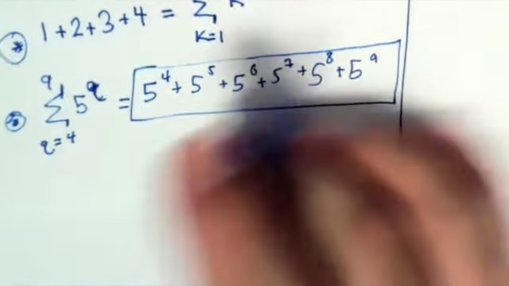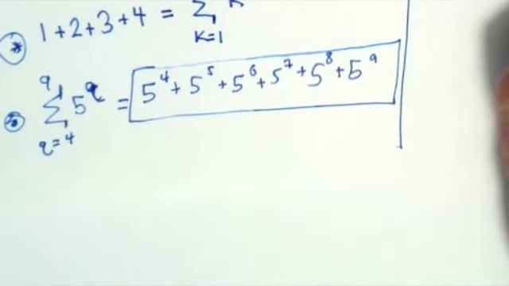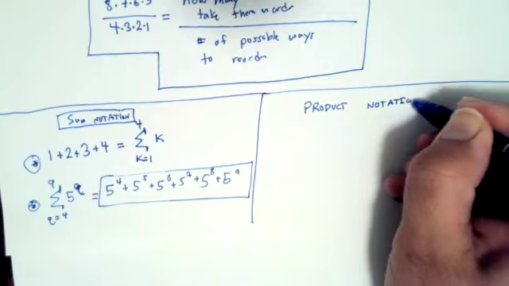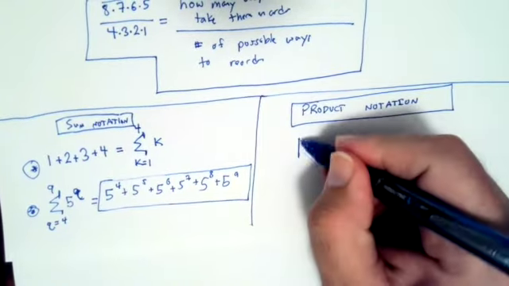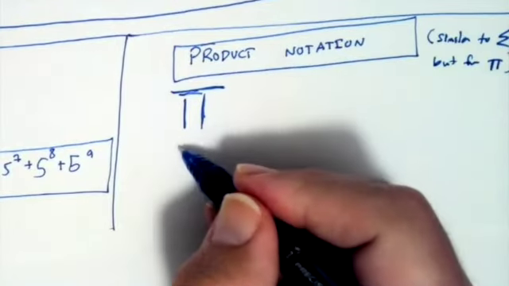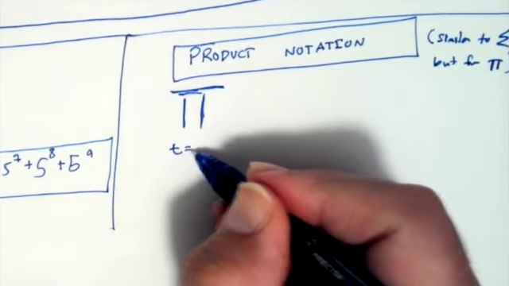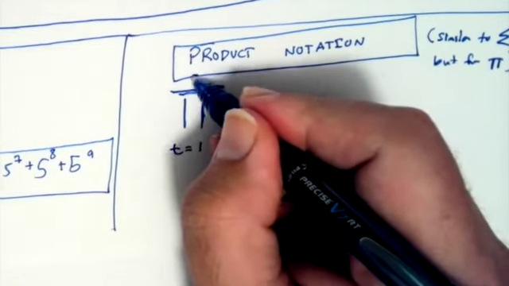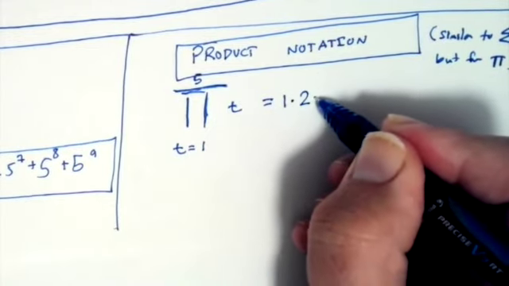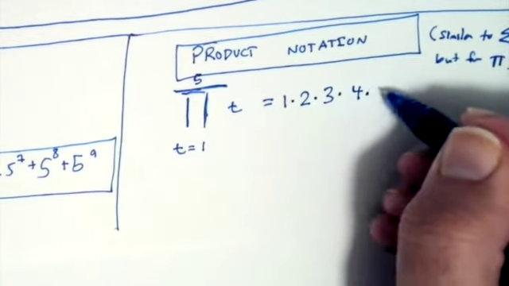There's another notation that's similar that we use for multiplication. It's called product notation, and it's represented by a very large pi. So it kind of looks like gates. It's the same thing as summation, except we're multiplying instead of adding. So if I have the product from t equals 1 to 5 of t, that would be equal to 1 times 2 times 3 times 4 times 5.